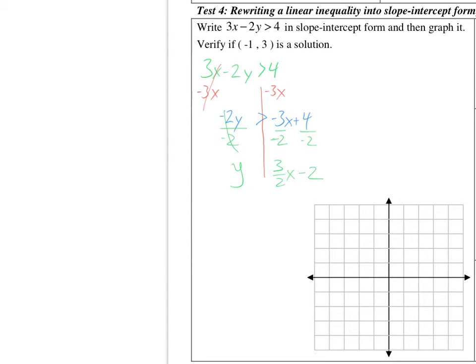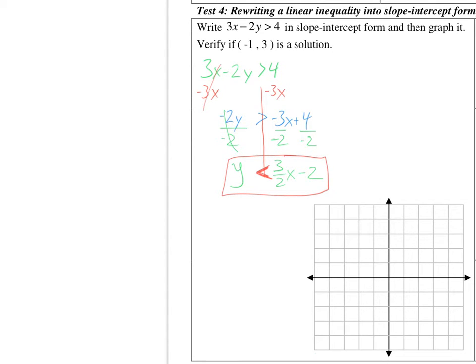Now, there is a question here. Does that stay a greater than? Did I divide by a negative? Because I divided by a negative, the inequality is going to flip around. So it is now a less than. So that right there is my new equation, which we are now going to graph.